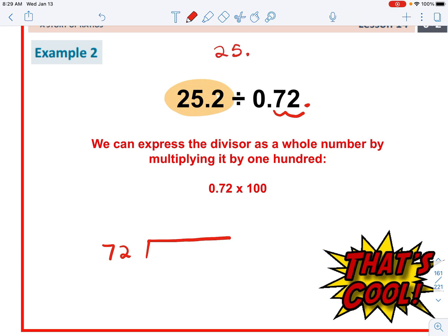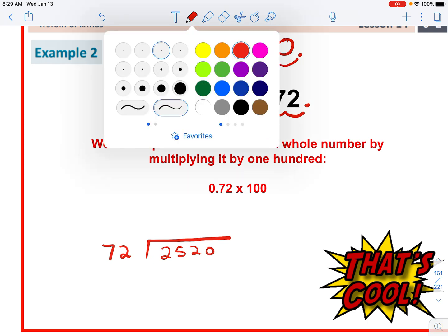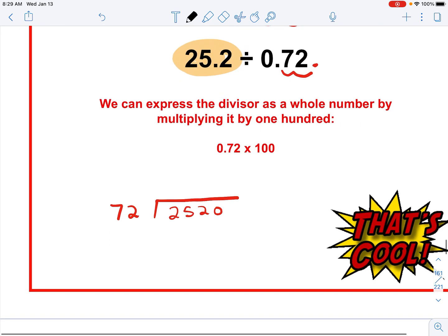But my dividend is 25.2. Okay, I don't have 2 numbers after the decimal. Okay, so I have to add 1. I'm going to move the decimal once, and I need to move it 1 more time, so it's going to go here. In this empty space, I'm going to put a 0. Okay, so now my problem turns into 2,520 divided by 72. Okay, and then we can solve this now.